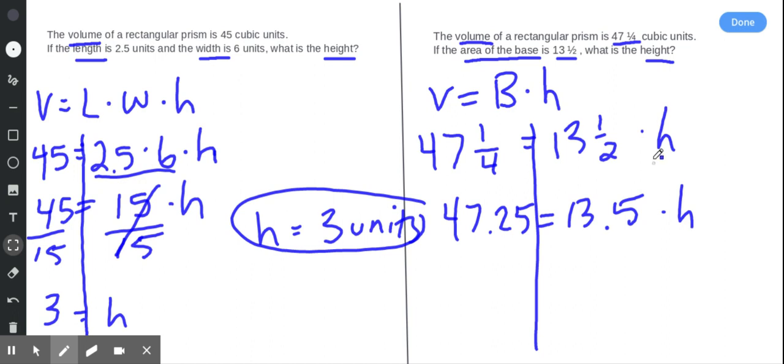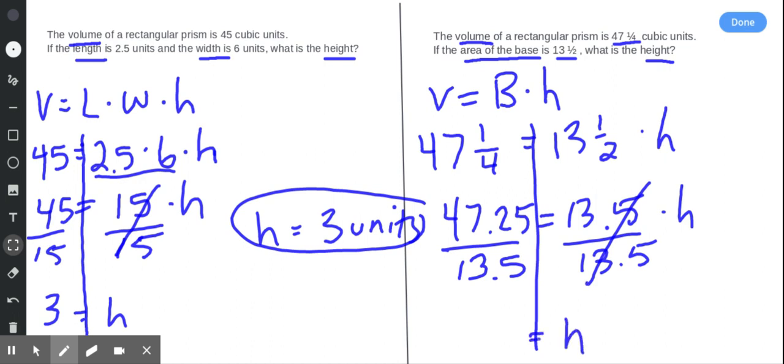So now I'm looking at it as a decimal. Instead of multiplying by 13.5, I'm going to divide each side by 13.5. 13.5 divided by 13.5 cancels out. 1h is h. Then I plug into my calculator 47.25 divided by 13.5, and it gives me 3.5. So my height is 3.5 for that problem.